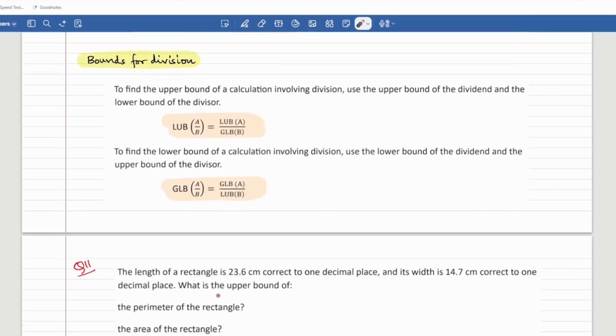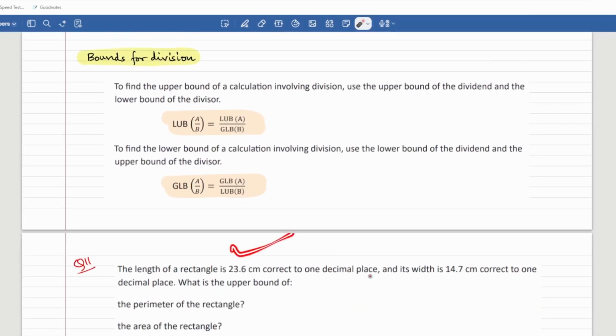So this is the question. The length of the rectangle is 23.6 centimeter, correct to one decimal place, width is 14.7. What is the upper bound of the perimeter? So in perimeter you are adding, right? The upper bound would be 23.65 here, 14.75 there. So complete the calculations.